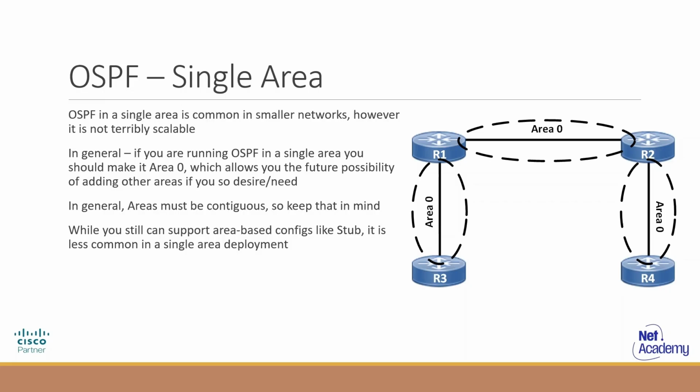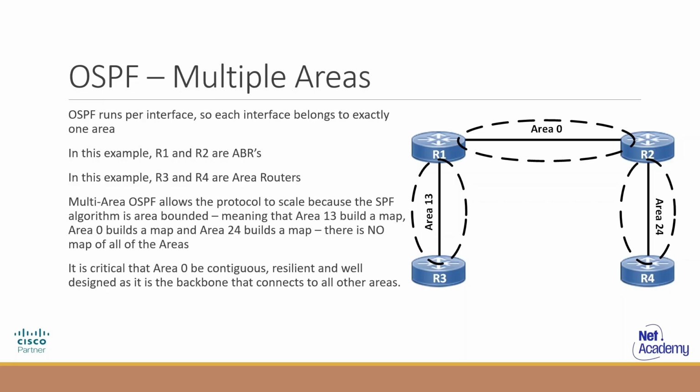So again, my recommendation here is, if you're going to run OSPF in a single area, you should have a small and simple network for the most part. And you should make that single area area 0 in case sometime in the future you need to expand it out. This is opposed to multiple area OSPF.